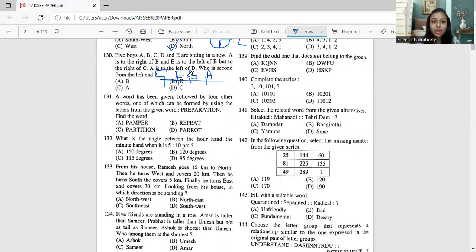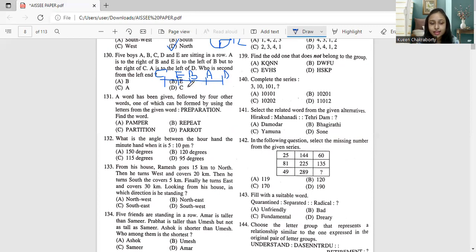A is to the left of D. Now A is the person to the right of B, so the person D will be here, right? So let's tally if we have done it correctly. A is to the right of B. Yes. E is to the left of B, but to the right of C. And A is to the left of D. D's left is this side, so A is to the left of D.